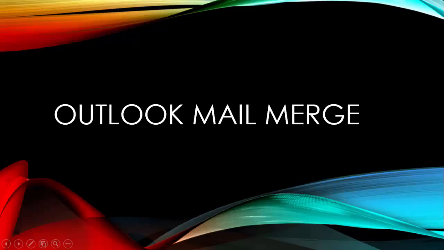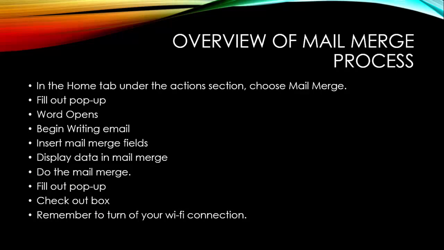Okay, we're actually going to do the Outlook mail merge process. Brief overview: in the Home tab of Outlook under the Action section, we're going to choose Mail Merge. We're going to fill out a quick pop-up. Word's going to open up. We'll write the email. We'll show you how to insert some mail merge fields, how that data from Outlook displays in our mail merge email.